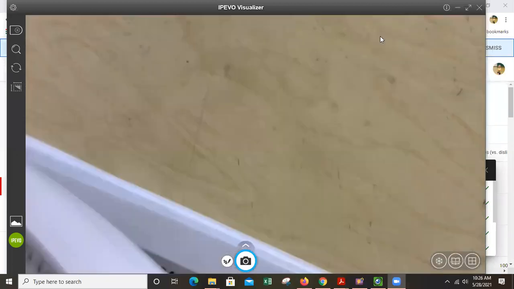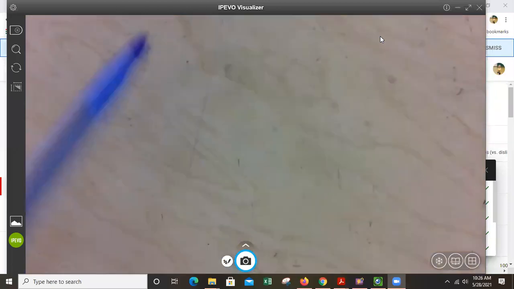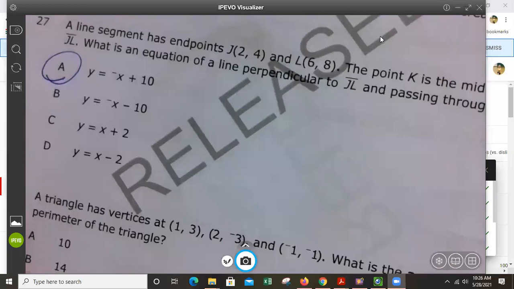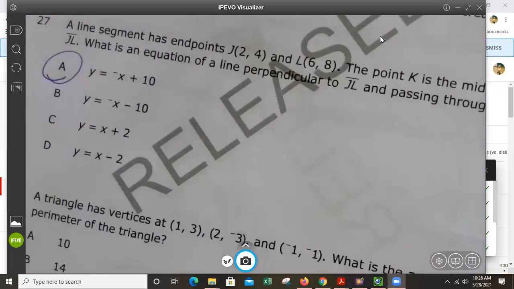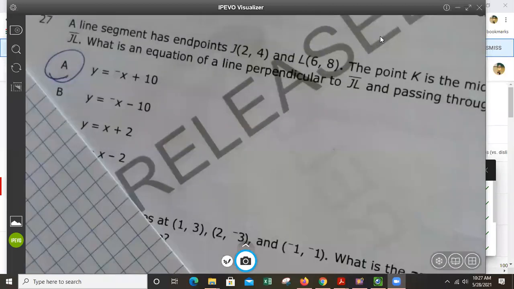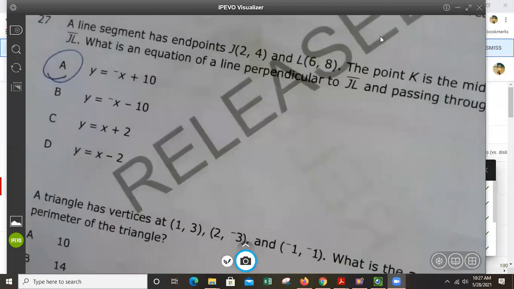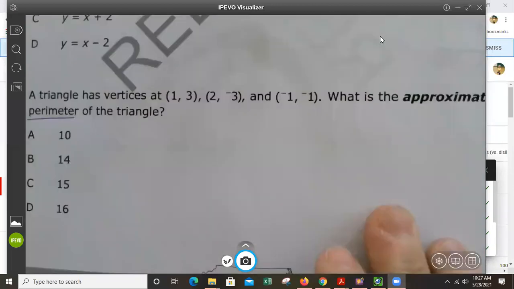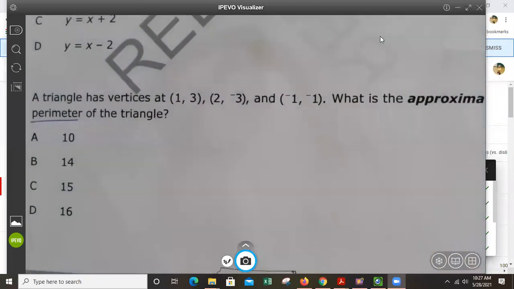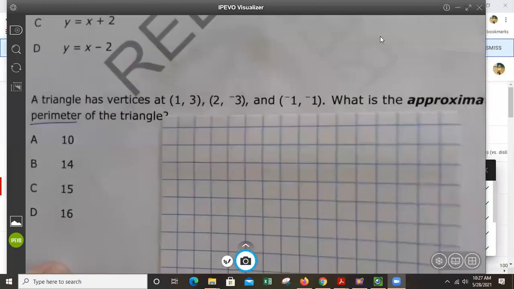All right, there's 25. 28. You can graph these on Desmos. I'm going to do it on paper so you can see it a little bit easier. What does perimeter mean? Add all the sides up. All right.